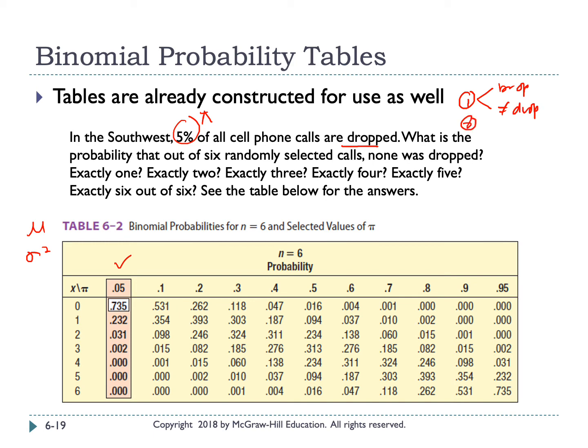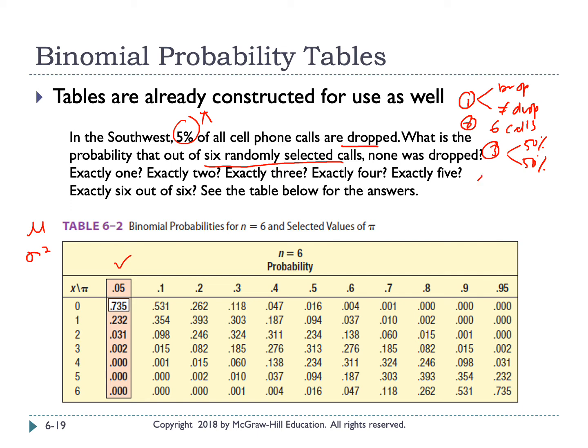The second one, fixed number of trials. Remember, when we toss a coin, we toss it 3 times. In this case, you have 6 randomly selected calls, so you have a fixed number of calls, which is 6. And the third one is a constant probability of success. When you call, there is a probability of 50% that the call is dropped, and another 50% that they will answer your call. So you can see that there is a constant probability of success.